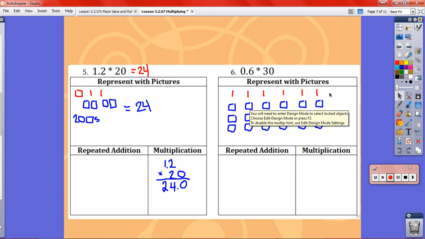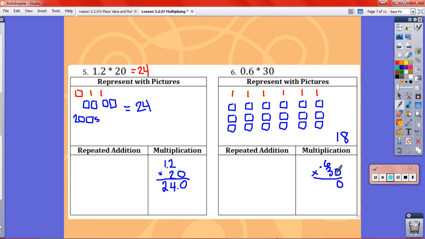So what I end up with is, again, 10 of these would make 1 hole, but I have 3 sets of 10, so I have 3 holes. So my answer is 3, 6, 9, 12, 15, 18. Now, 6 times 3 would be 18. So if I set this up, this is 0.6 times 30. Go ahead and put my 0 down. That's 18. And there's a decimal to worry about. 18.0.